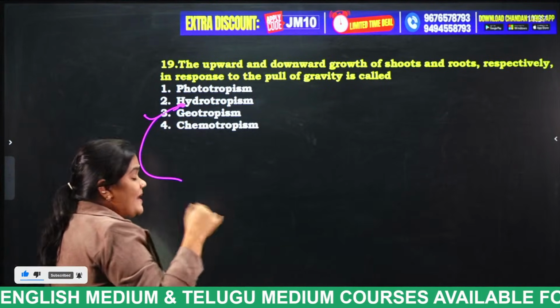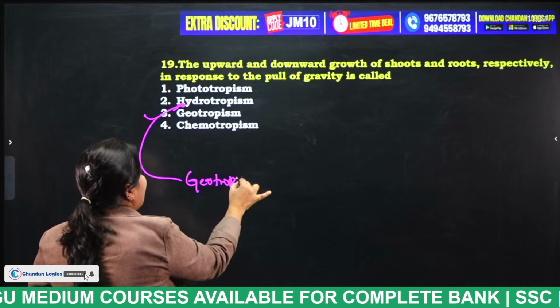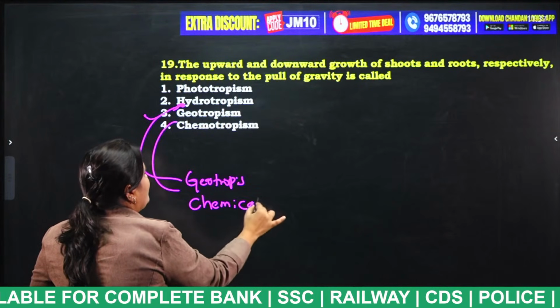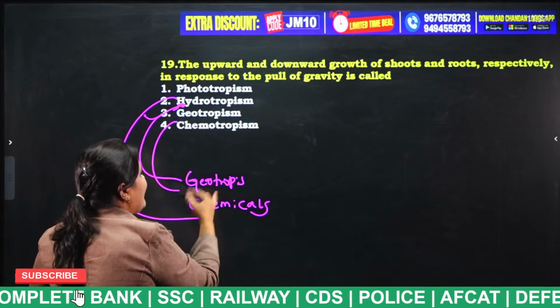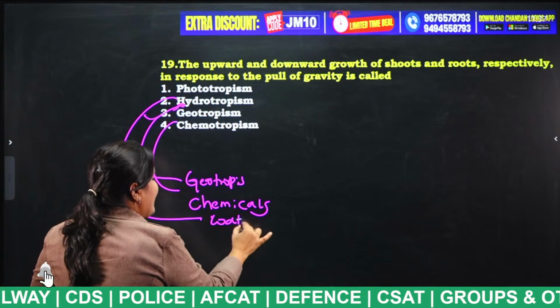If plants react to gravity, we call it what, students? Geotropism. If plants react to chemicals, we call it what, students? Chemotropism. If plants react to water, we call it hydrotropism.